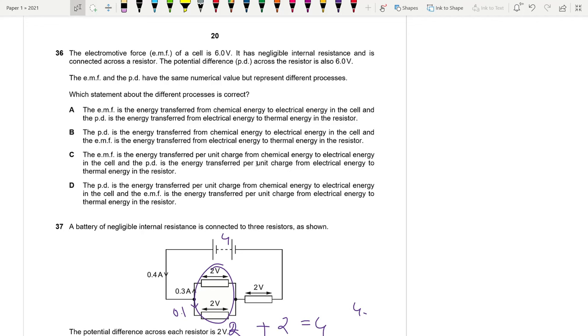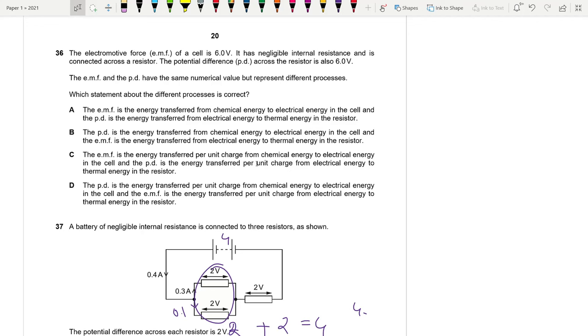The electromotive force of a cell is 6 volts. It has negligible internal resistance and is connected across a resistor. The potential difference across the resistor is also 6 because there are no lost volts. The terminal PD is equal to the EMF. The EMF and PD have the same numerical value but represent different processes.